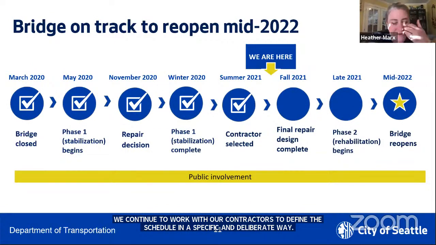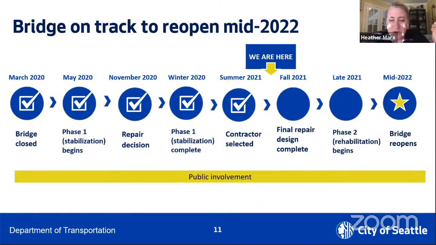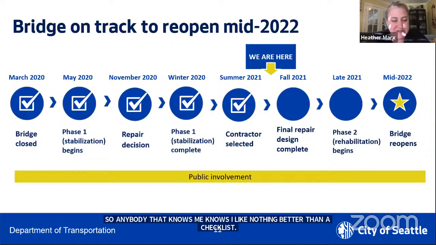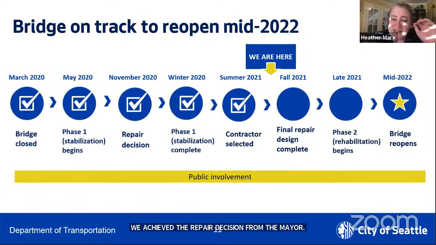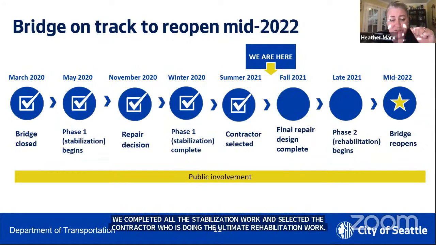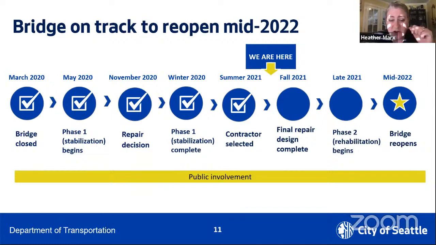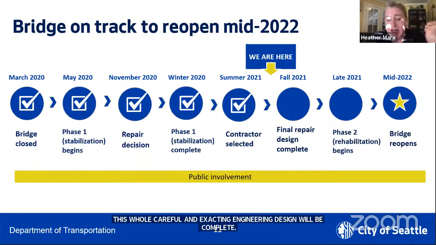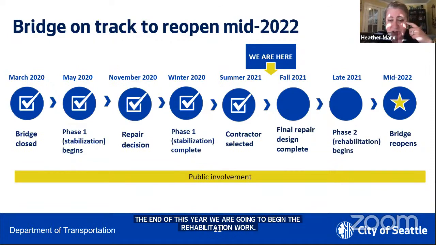So anybody that knows me knows I like nothing better than a checklist. So we have closed the bridge and completed the stabilization work we needed to. We achieved that repair decision from the mayor. We have completed all of the stabilization work and we have selected the contractor who is going to be doing the ultimate rehabilitation work. This fall, the very careful and exacting structural engineering design will be complete. The end of this year, we're going to begin the rehabilitation work. And then as I've mentioned, we expect to open the bridge in mid-2022. Next slide, please.